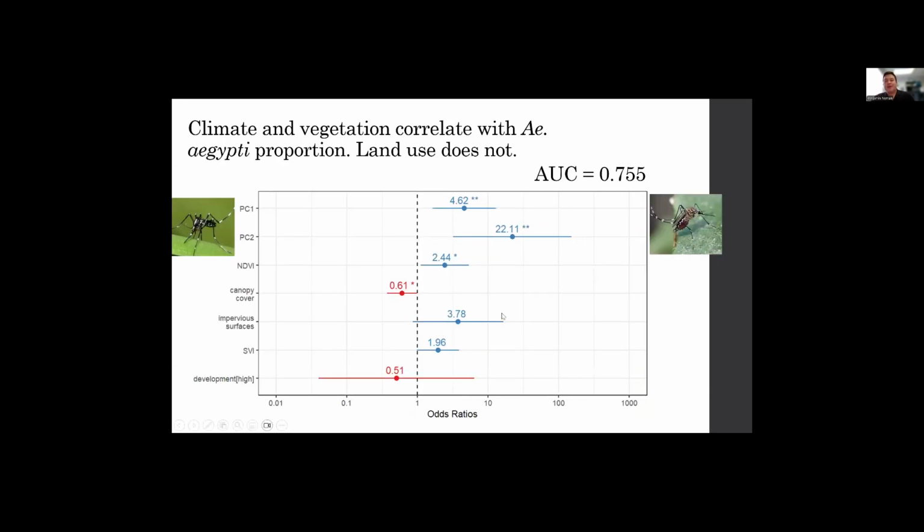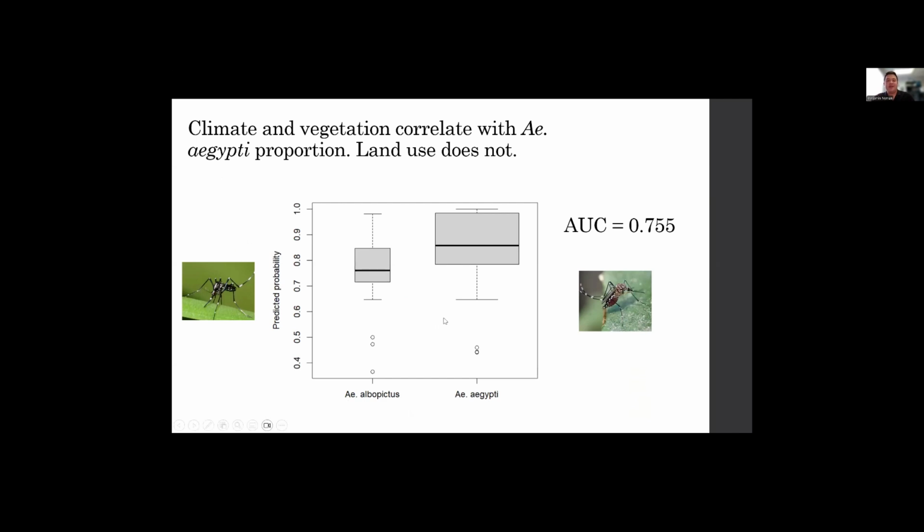And looking at that same model for this trap rate comparison with Aedes aegypti collection proportion on the right and albopictus on the left, we do see that there is some significant contribution of climate and vegetation, but all of our land use characteristics were not significant, and this model did perform worse, as you can see from here, where the best this model can do is distinguish between Aedes aegypti habitat and habitat that's about 50-50 Aedes aegypti and Aedes albopictus.